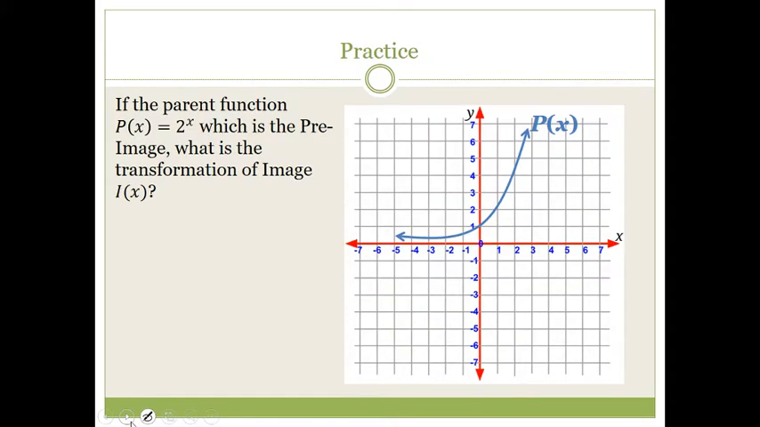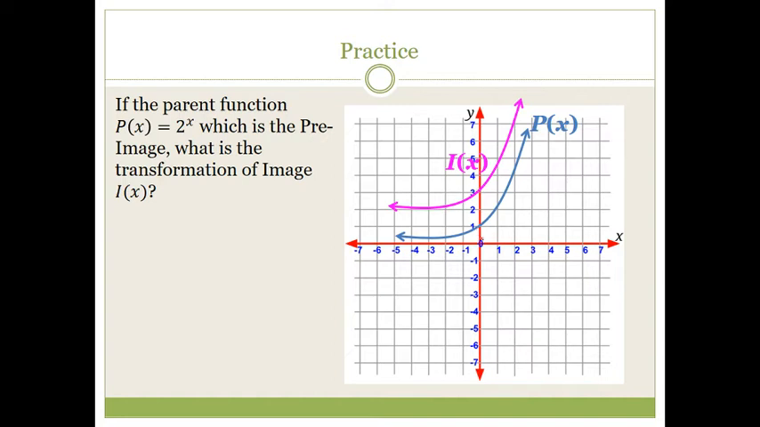All right, so take a look at this graph. Let's go ahead and practice. Assume this is our parent function here, P of x equals 2 to the x. And P of x, remember, is the pre-image. What is the transformation of image I of x? So here's I of x now. What did we do? Let's write the mapping statement. What did I have to do to transform P of x into I of x?